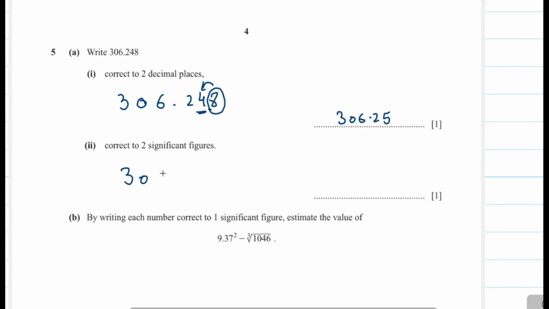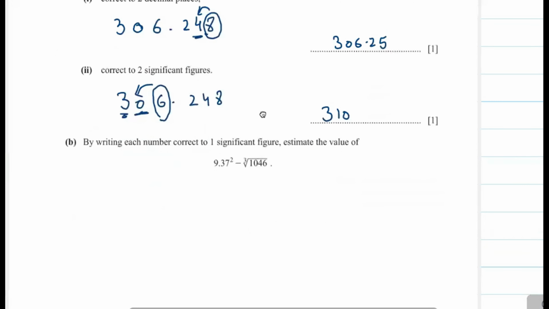Next is the correct to 2SF value. Now 306.248. Now 2SF value, you see here, this is the first SF, and second, the position is the 2SF value. Now you see the neighboring digit. The neighboring digit is more than 5. Therefore, that value become 31, and you put the 0 as a placeholder. That is, 310 is the answer.